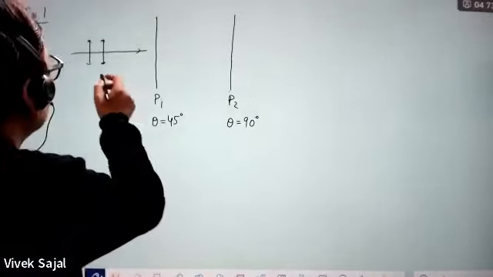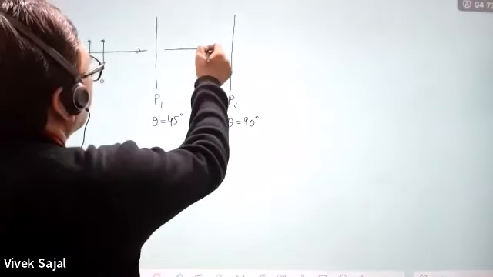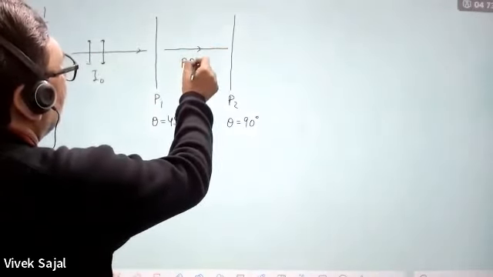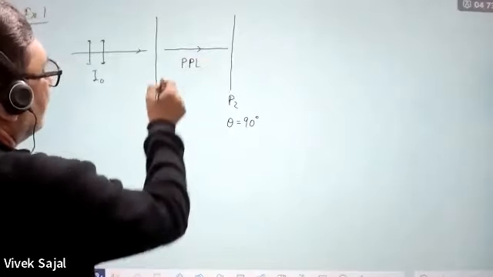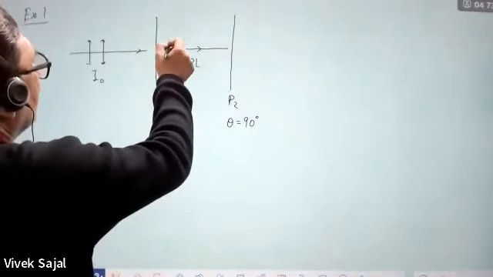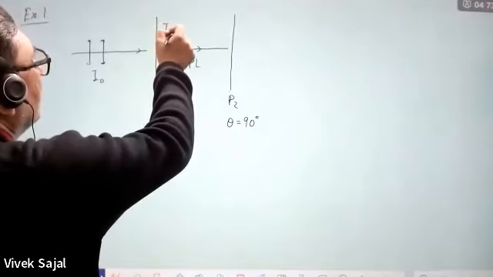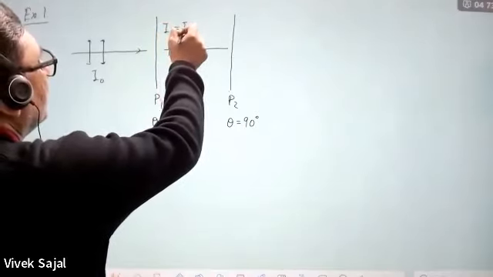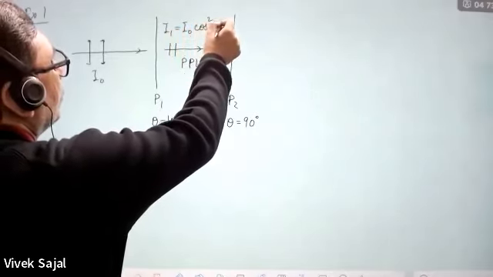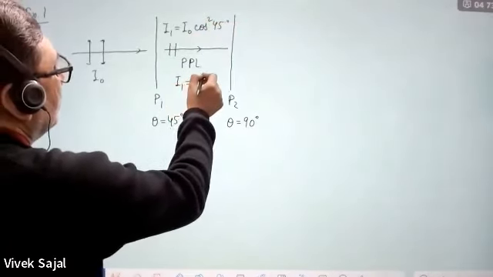So what will be the intensity here? I'm assuming the intensity is I naught. This will be plane polarized light, and its electric vector will be parallel to its path axis. So this is plane polarized light itself. What will be the intensity here? That will be I1. This will be I naught cos square 45. Cos 45 is 1 by root 2. So I1 is equal to I naught by 2.